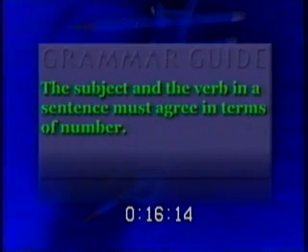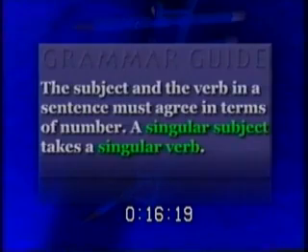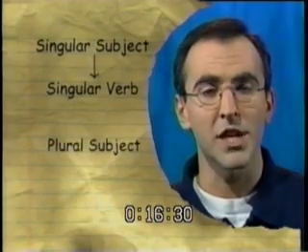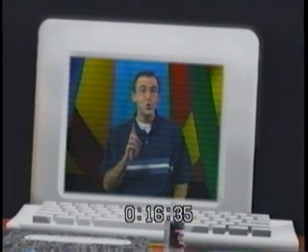And our grammar guide for nouns and verbs is: the subject and the verb in a sentence must agree in terms of number. A singular subject takes a singular verb. A plural subject takes a plural verb. This is how it should work in your sentences. When you use a singular subject, make sure you have a singular verb. And when you use a plural subject, make sure you have a plural verb. Okay, that's the way subjects and verbs should agree. But sometimes during the frantic pell-mell process of writing your ideas down, your sentences may fall prey to subject-verb disagreement.